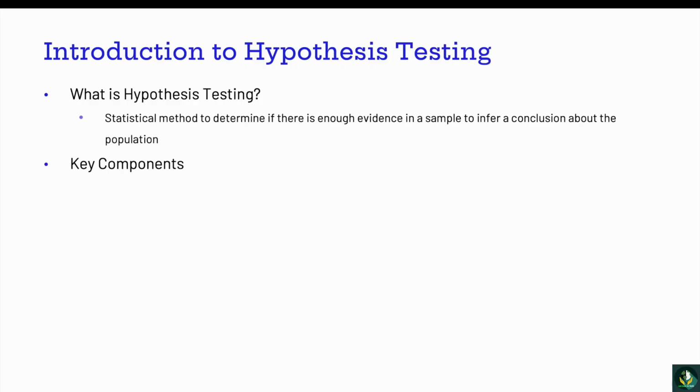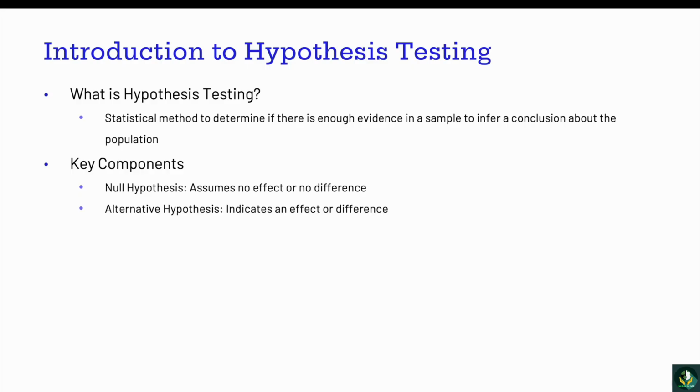Some of the key components include the null hypothesis, which assumes no effect or no difference, which is also represented as H0. An example can be the mean test score of two groups is the same. Next, we have the alternative hypothesis, which is represented as HA, which indicates an effect or difference. An example is the mean test score of two groups is different.